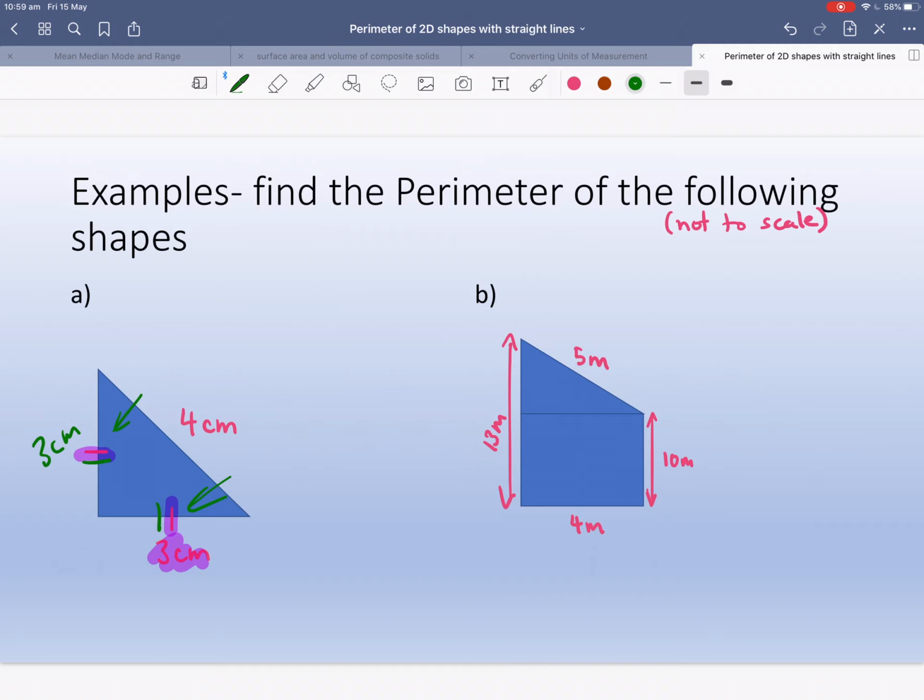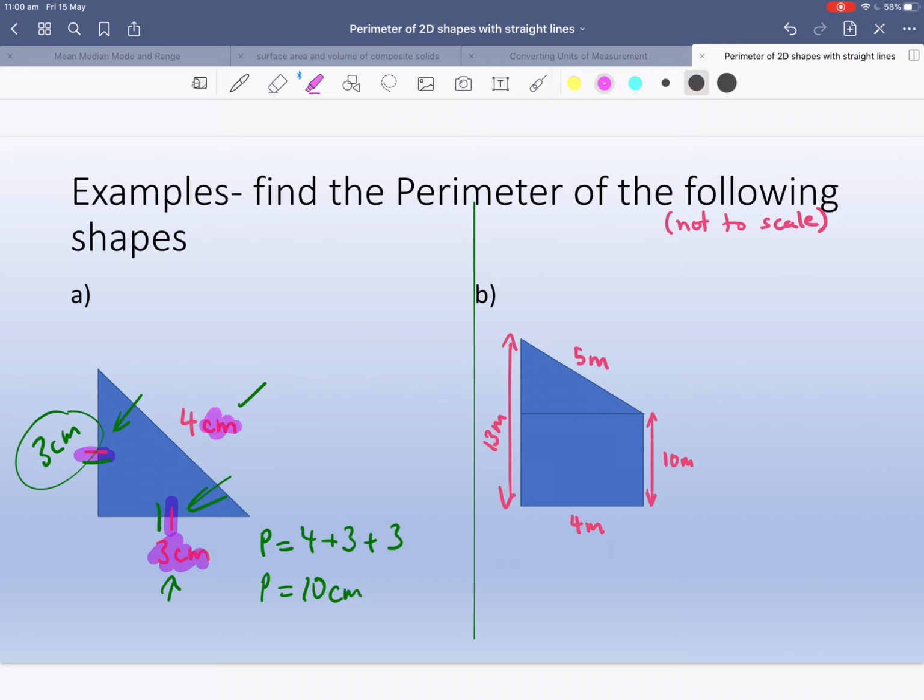And now we're just going to add everything up. So remember, perimeter means plus, and we're just going to add everything up. So we've got P equals, I'm going to separate the second example from this one. Look at 4 plus 3 plus the other 3. And I end up getting the perimeter is equal to 10. Now, units are important. It's not just 10. 10 could be anything. It's actually 10 centimeters. So make sure we put the units in as well.